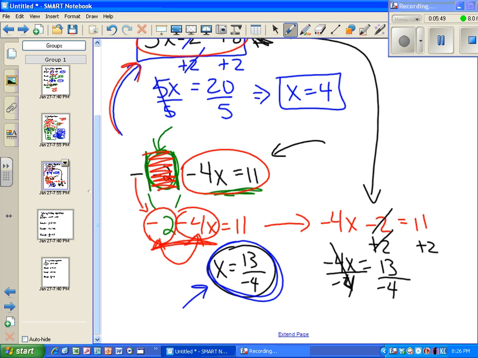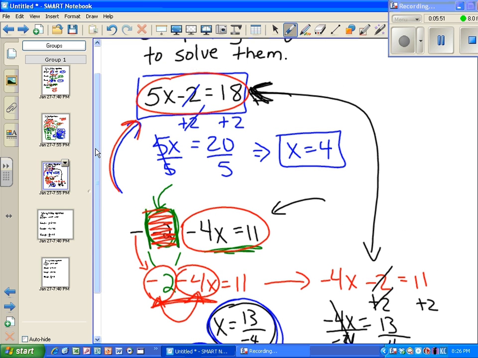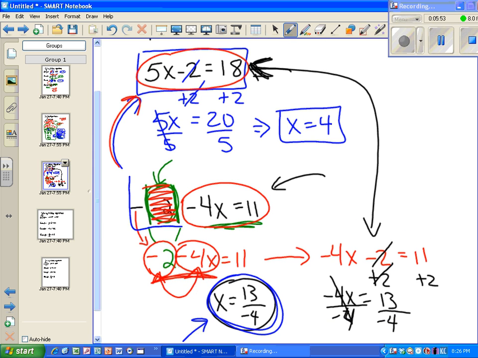So I hope this gives you a little bit of insight. In future lessons, we're going to look back at equations like this that have some ugly looking stuff in them, and how can we take those and manipulate them a little bit to fit something we are used to seeing.